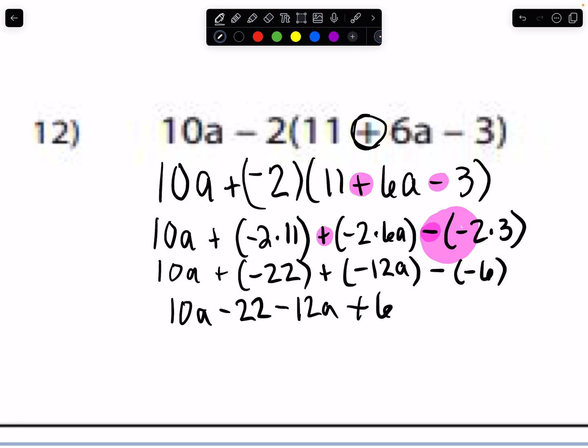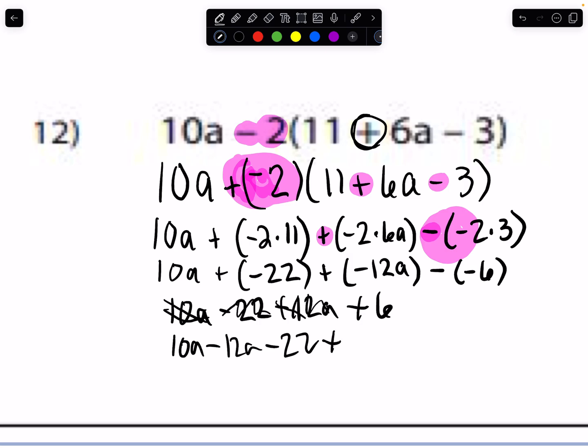The important thing to remember is to rewrite this with this minus 2 being plus negative 2 so that you distribute it. I'm going to rewrite it. 10a, I moved, minus 12a, I moved, see? Minus 22, I moved, plus 6.